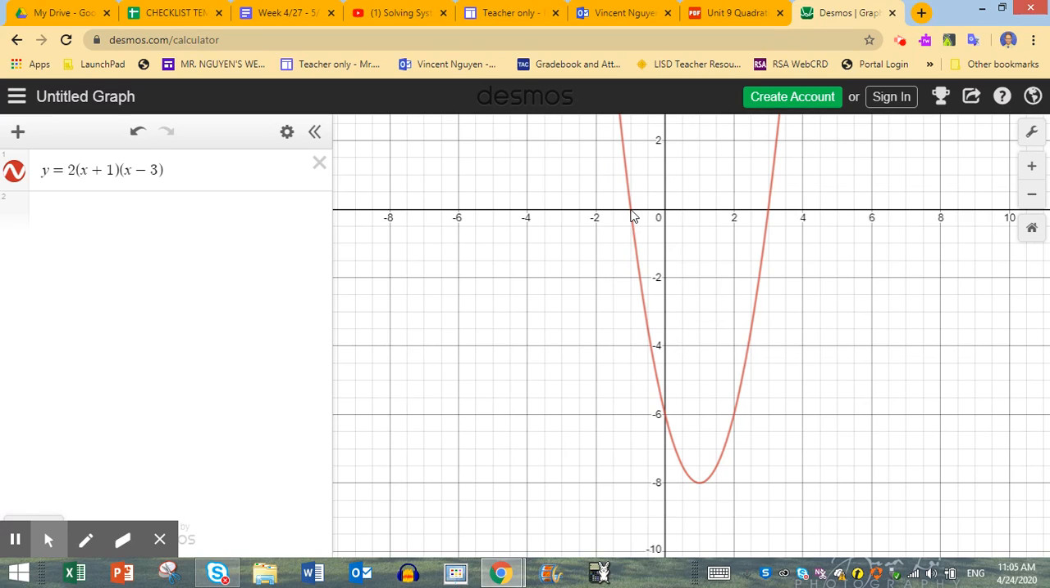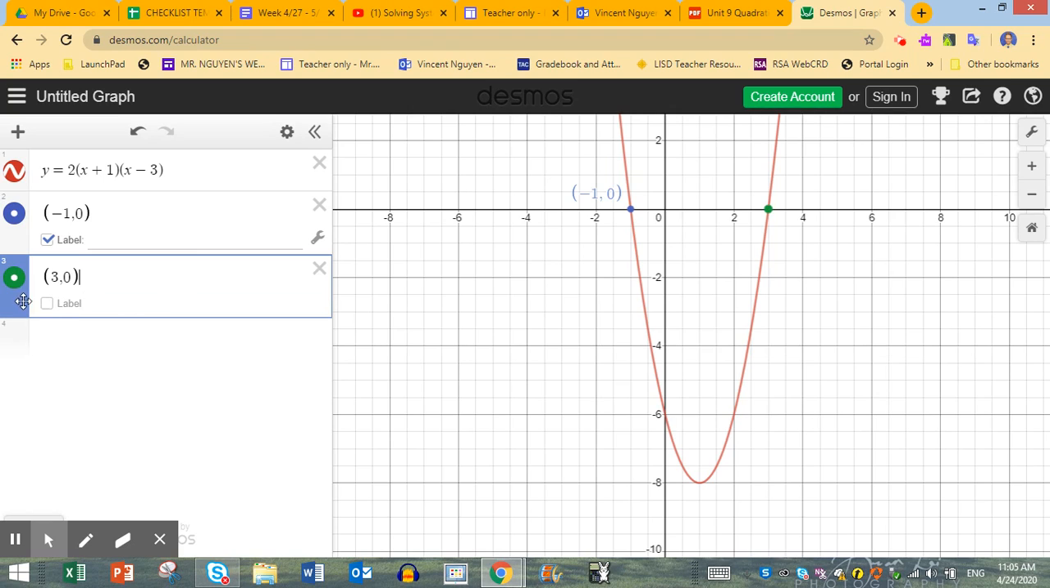If you hover your mouse over it and click right there, it will tell you where the x-intercept is. Now, I'm not being very accurate, but if you look at the ordered pair, it looks like it's -1, 0. So if you type that in here, (-1, 0), it will pinpoint right there where the solution is. You could label it too if you want. Then if you hover over the right side of your parabola, you can see the other ordered pair is (3, 0). So I'm going to label that one as well: (3, 0).